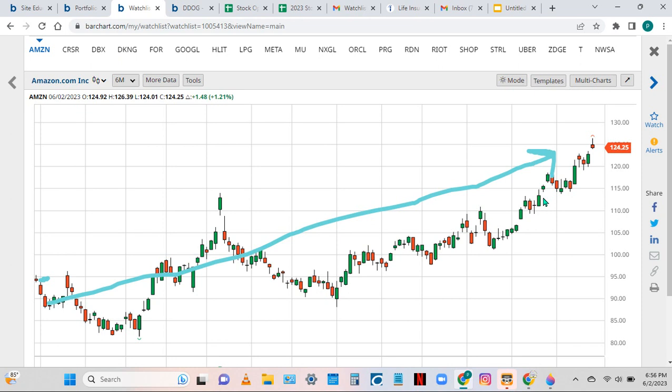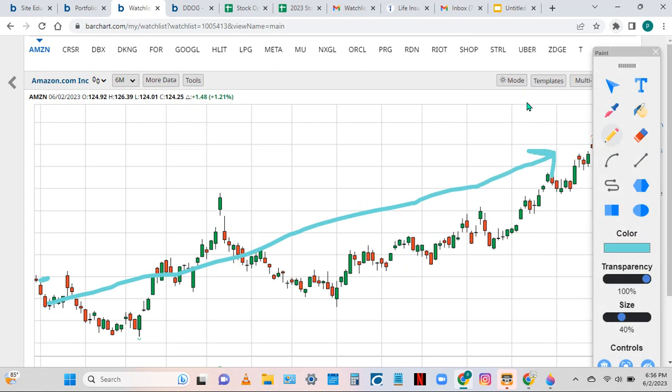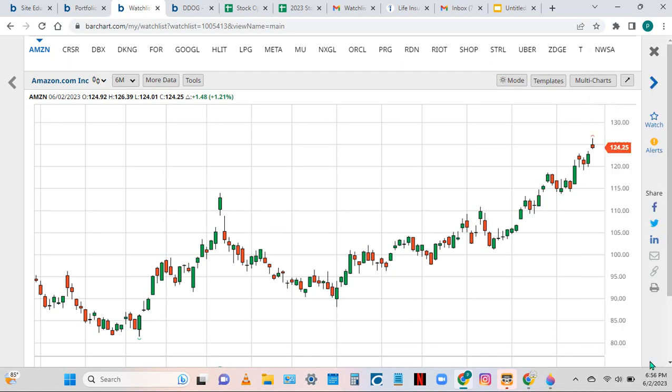So how do we combine that with our training? What would be a good spot to maybe consider getting on the ride or entering Amazon? Let's take a look at that. Let's just highlight a few things. We can see here this correction through time and price, and then price accelerated out of this consolidation, right? Got extended here, pulled back through price again.